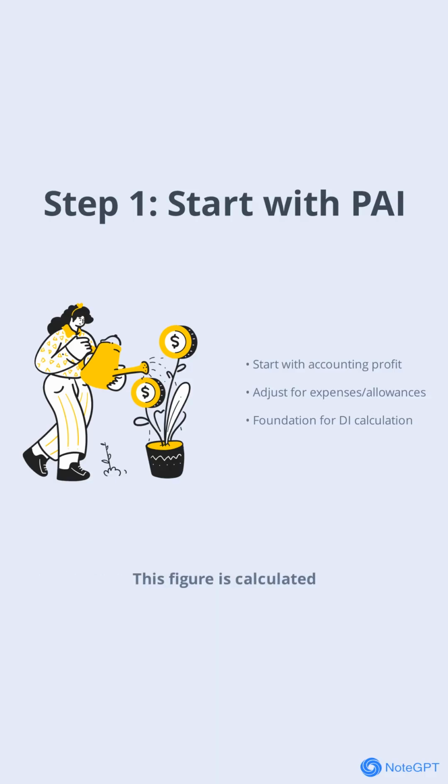The first step in computing divisible income is to start with the provisional adjusted income. This figure is calculated by taking the accounting profit, adding back any non-allowable expenses, and subtracting capital allowances. This gives us a clear adjusted profit figure that forms the foundation for all further calculations. It's crucial to get this step right, as any errors here will affect the final profit allocation among partners.